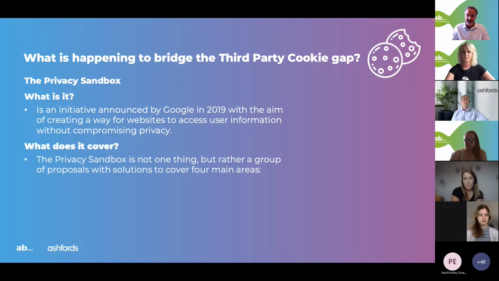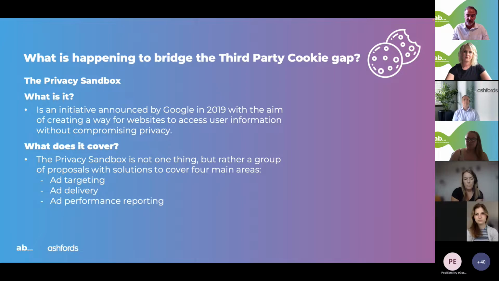Google, though, make their money from advertising and personal data, so they just can't turn off third-party cookies until a replacement's in place. The Privacy Sandbox is Google's answer to a world without third-party cookies. Announced in 2019, the Privacy Sandbox is a heading for multiple different initiatives that aim to allow websites and advertisers to access users' information without compromising privacy. The various proposals cover 4 main areas: ad targeting, ad delivery, ad performance reporting, and user privacy.